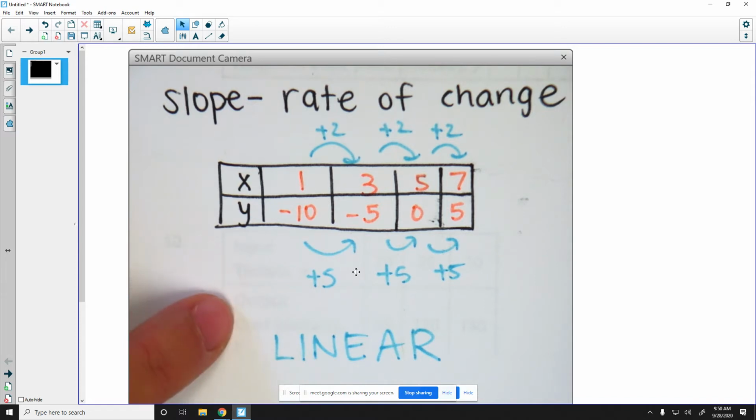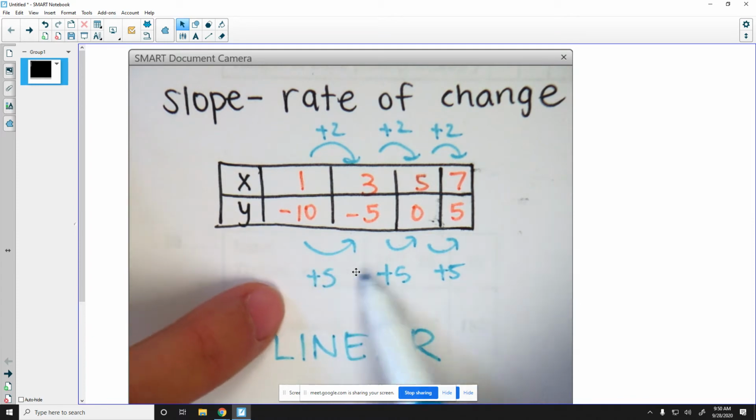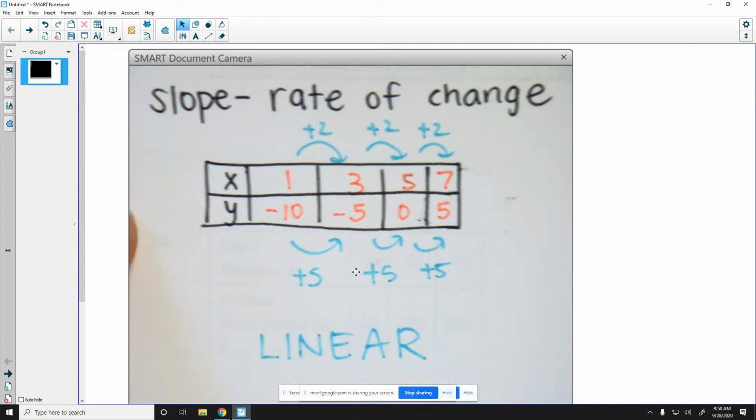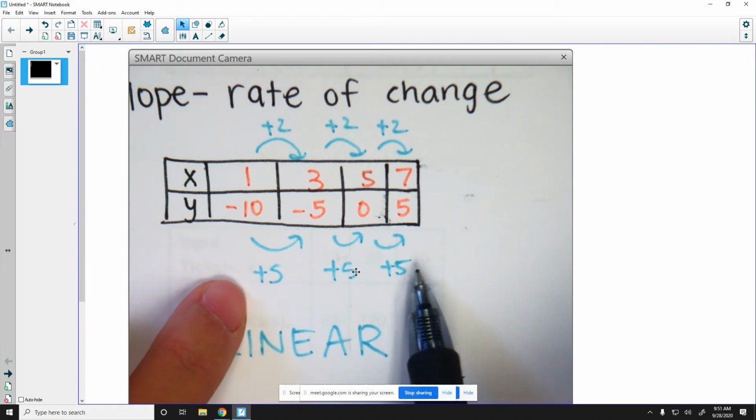Does anyone think they know? Is my rate of change, is my slope 2 or is it 5 or is it just something completely different? Kip, what do you think? I think it's completely different. Yeah, so some of you are like, no, you're adding 5. That's your rate of change.